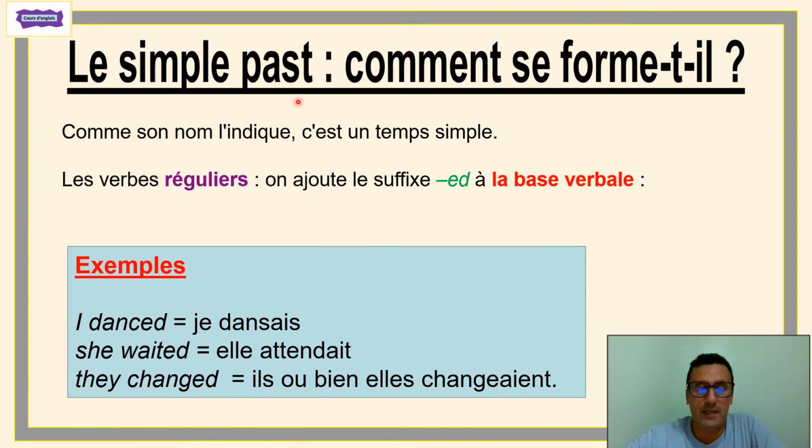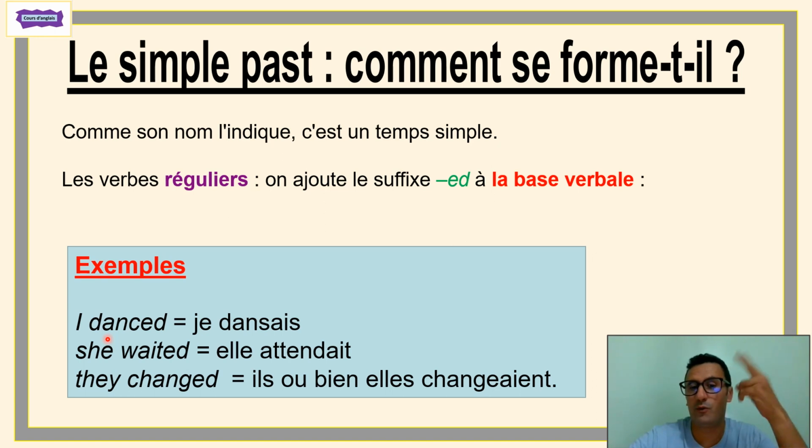Alors, le simple past, comment se forme-t-il? Comme son nom l'indique, c'est un temps simple. Les verbes réguliers, on ajoute le suffixe ED à la fin, à la base verbale. Quelques exemples. Par exemple, I danced, je dansais. Le verbe à l'infinitif, c'est to dance. Donc, to dance est un verbe parmi les verbes qui sont réguliers.